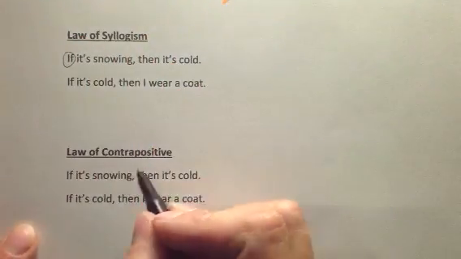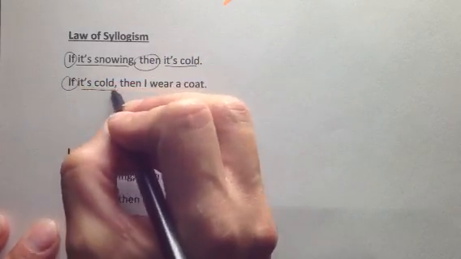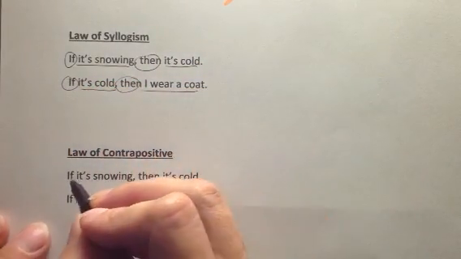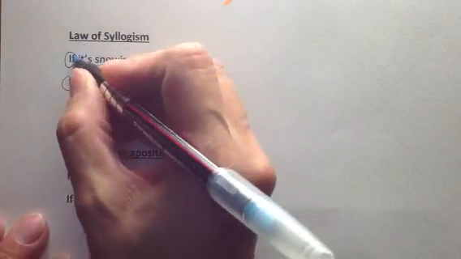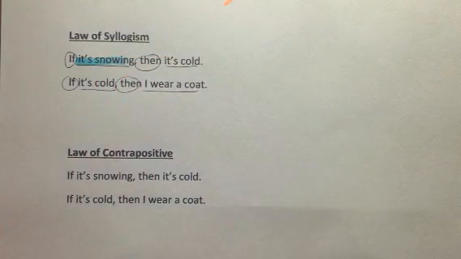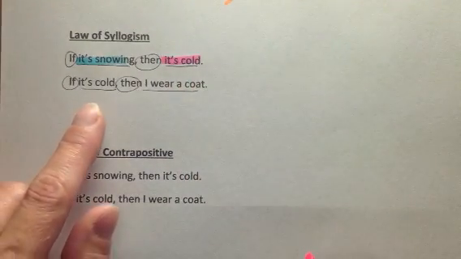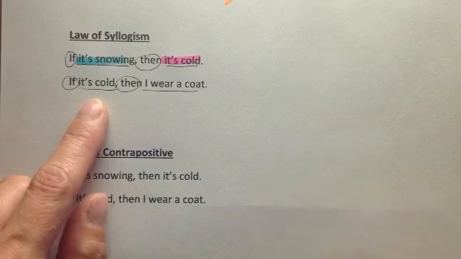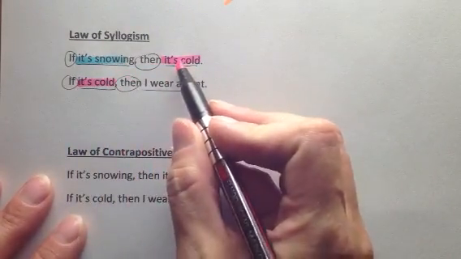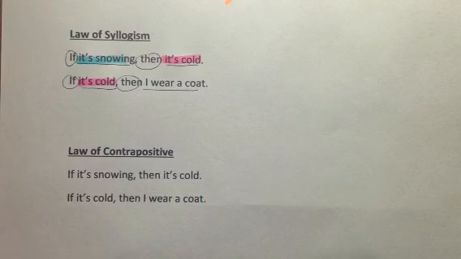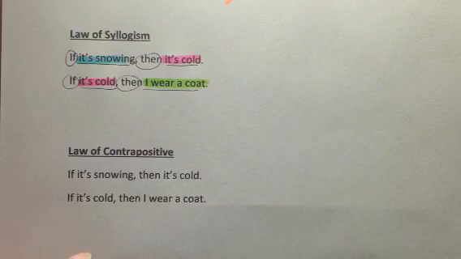So Law of Syllogism and Law of Contrapositive are given the same information, and their conclusions are based on that same information. If I'm told that if it's snowing, then it's cold, that's the same conditional statement I'm using. But this time, my second sentence is another conditional if-then statement. So "it's cold" was my cue, and now I've got "wearing a coat," which is a total new piece of information. We're going to call that R.